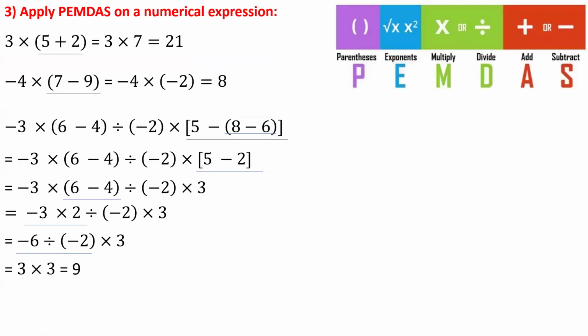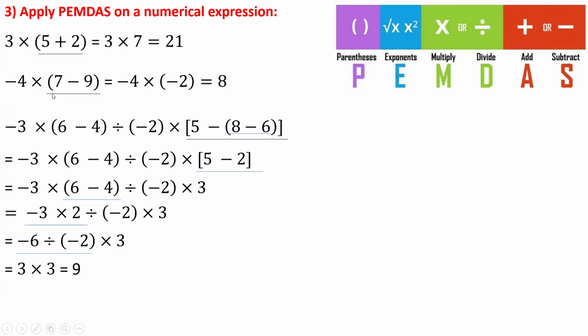Now, how can we apply PEMDAS on a numerical expression? As you know, the rules of PEMDAS: if we have an expression, parentheses are the strongest, then exponents, then multiplication and division, then addition and subtraction. For example, 3 times parentheses 5 plus 2. 5 plus 2 is between parentheses, so I start with its answer first. What's 5 plus 2? It's 7. So 3 times 7 is 21.